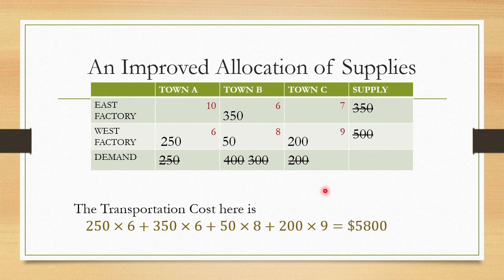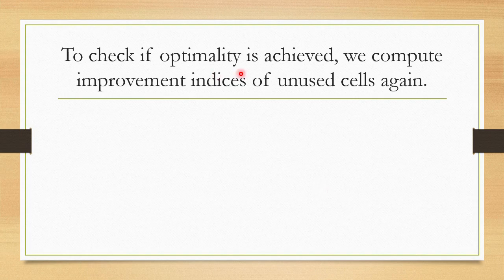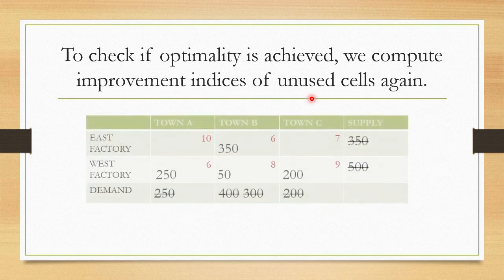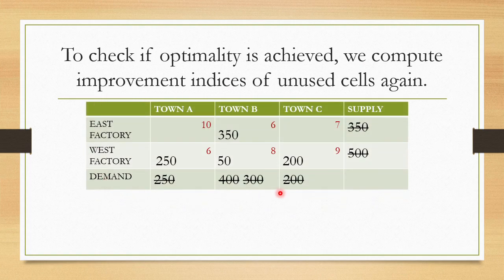Now, the question is, can we still lower this $5,800? So to check, we have to do another round of the stepping stone method. So to check if optimality is achieved, we compute the improvement indices again of the unused cells. So now this is our improved transportation model with a transportation cost of $5,800.